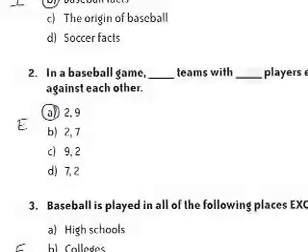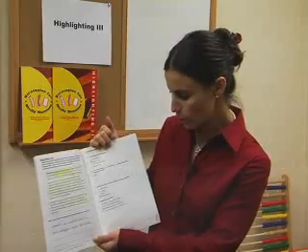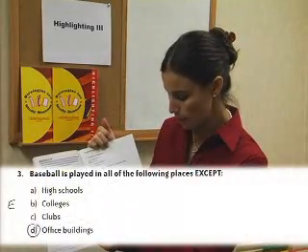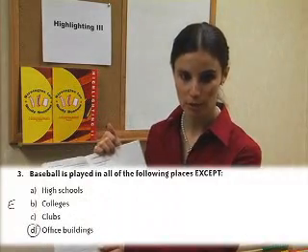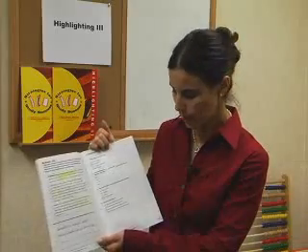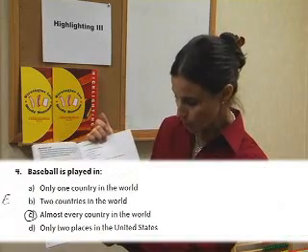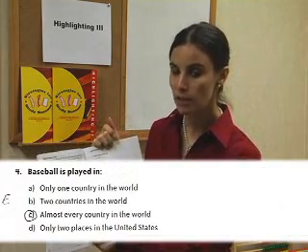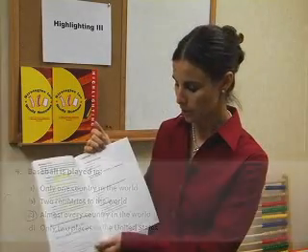Question 2 reads, in a baseball game, blank teams with blank players each play against each other. The answer here is A, 2, 9. Because the answer comes straight from the passage, this question is an explicit one. Therefore, we would mark this question with an E. Question 3 reads, baseball is played in all of the following places except, the answer here is D, office buildings. Because that choice also comes straight from the passage, we mark that one with an E. Finally, question 4, baseball is played in C, almost every country in the world. Because this answer comes straight from the passage, again, we would mark E for explicit.